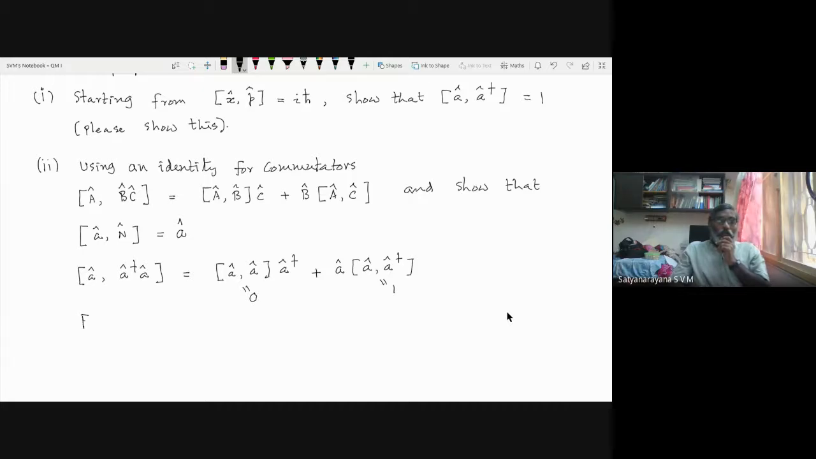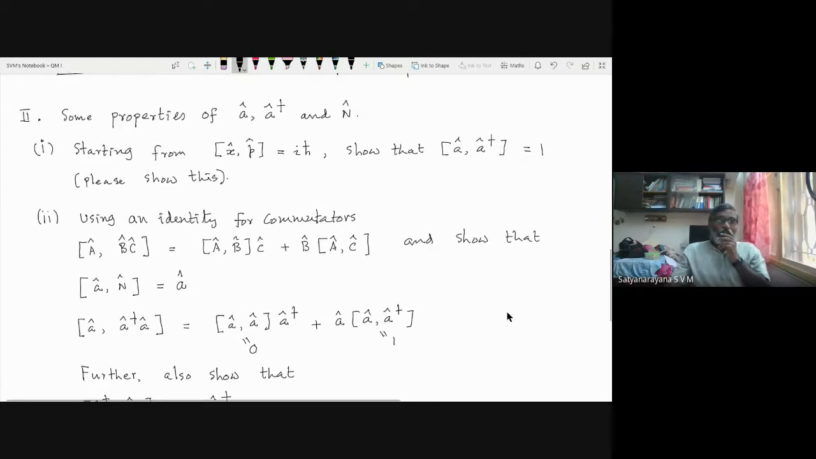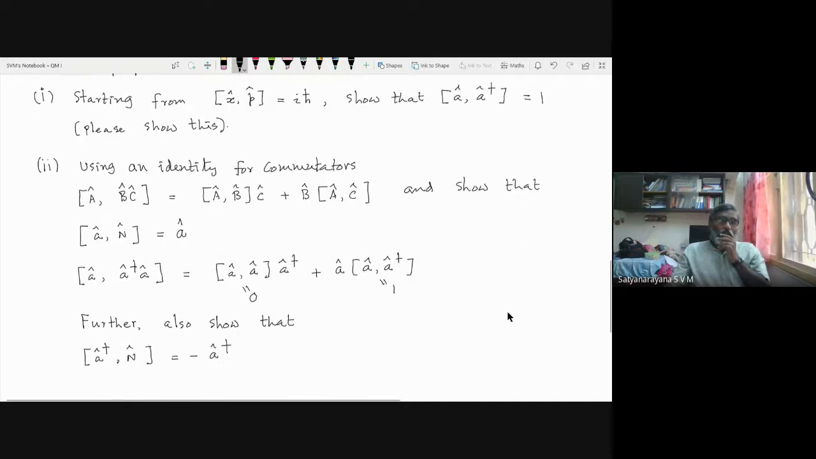Okay, now further, also show that A dagger comma N is equal to minus A dagger. Okay, you can use the same identity. You can show that A dagger comma N is equal to minus A dagger. So this is the second set of results. First is A A dagger commutator equal to 1. Second is A with N commutator is A, and A dagger with N commutator is minus A dagger.